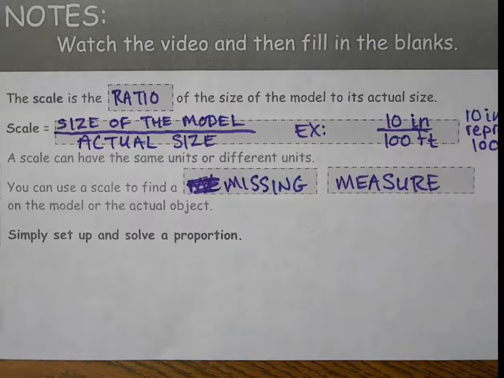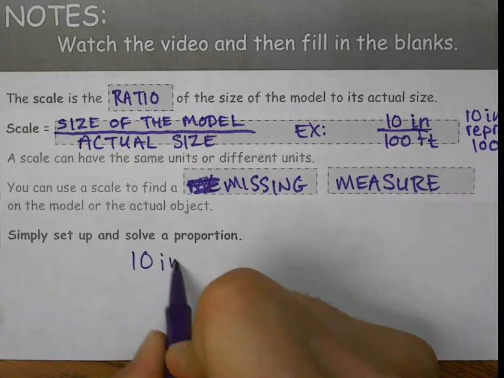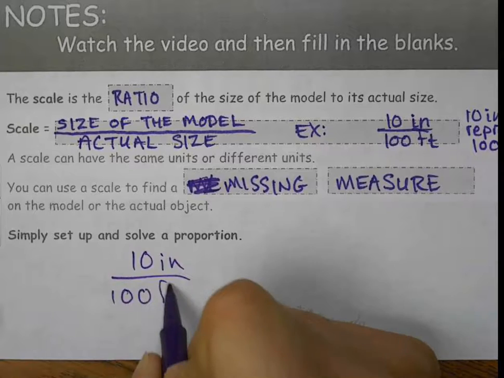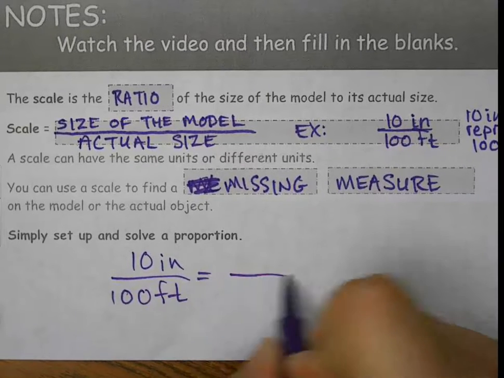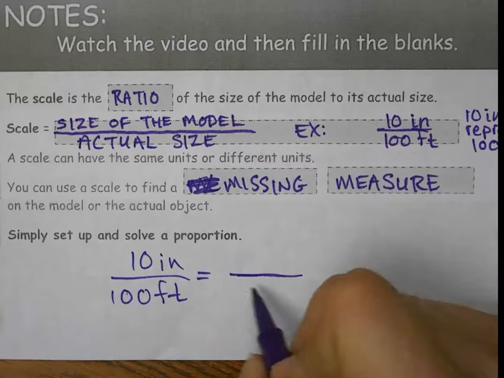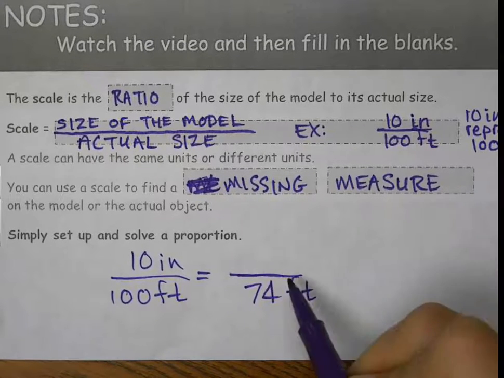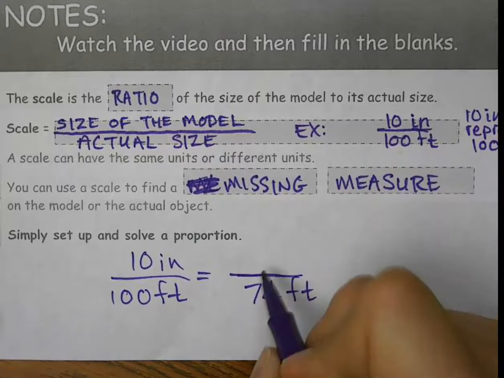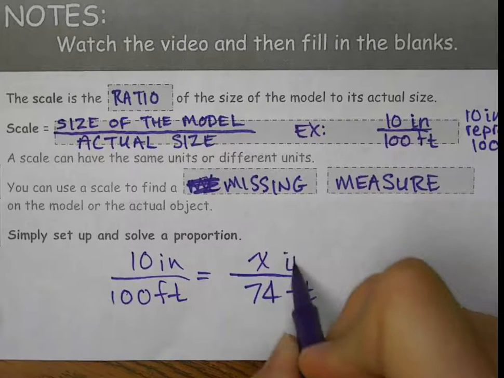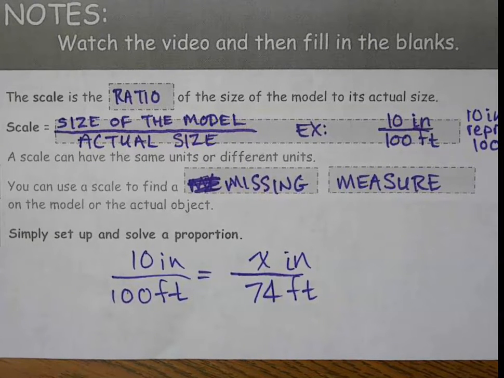So for this example up here, let's say that this is the scale, 10 inches over 100 feet, and I know that this room that I want to make a model of is 74 feet. And I want to know how many inches I should make the model. So I would put an X there, and then there's my proportion. I would just solve it. Okay? So that's another way that we can use proportions for another type of problem.